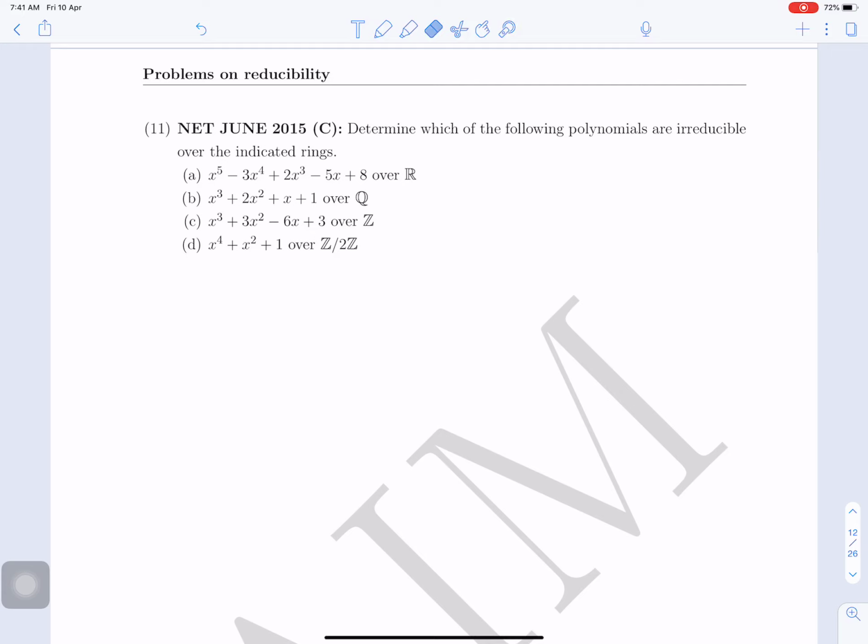Determine which of the following polynomials are irreducible over the indicated rings. So we are interested in the irreducible polynomial. First of all, irreducible, and here R, Q, Z and Z quotient 2Z. So let me first of all clear it is what it is Z2. Okay, so let us go one by one.